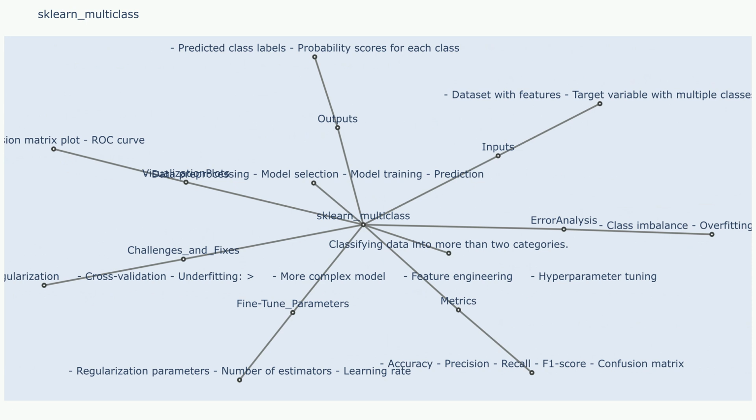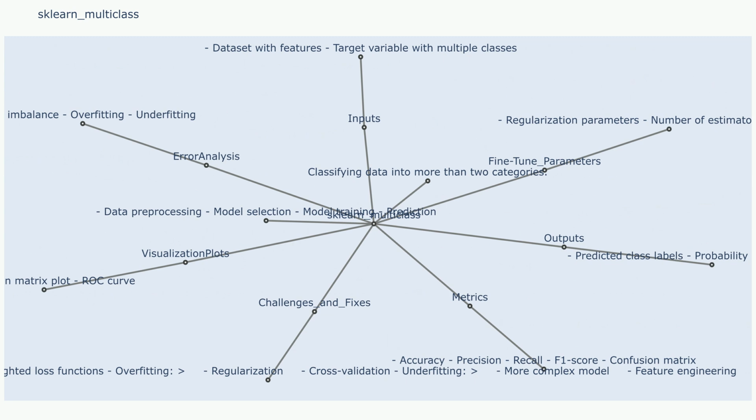F1 score: this metric combines precision and recall into a single value, providing a balanced measure of a model's performance. It's especially useful when dealing with imbalanced datasets. Confusion matrix: this visualizes the performance of a classification model by showing the number of true positives, true negatives, false positives, and false negatives for each class. It helps to understand the model's strengths and weaknesses in classifying different classes.